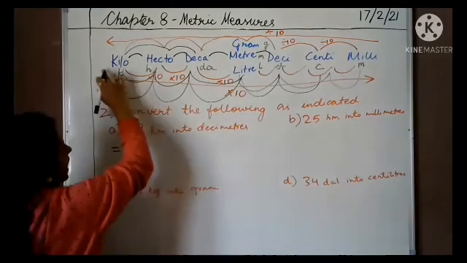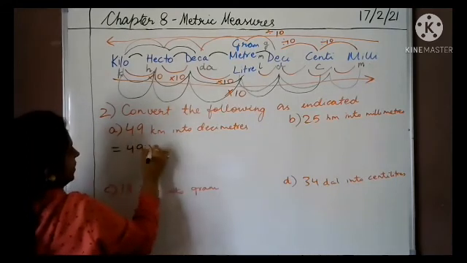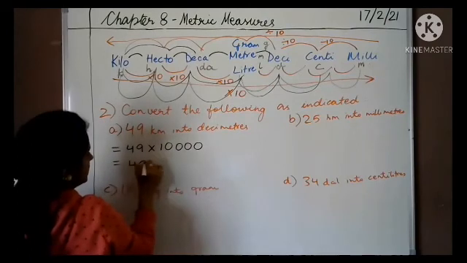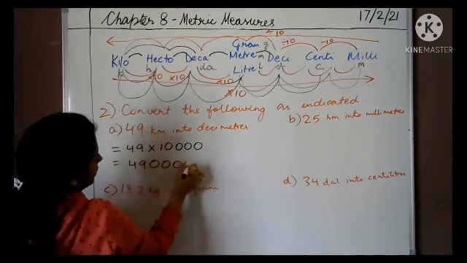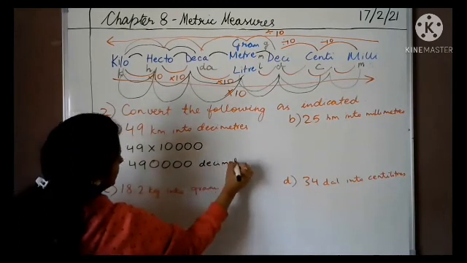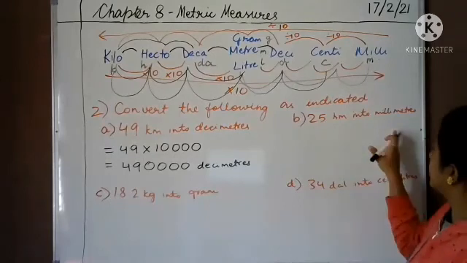And where are we going? From higher unit to lower unit. So we have to multiply. So 49 multiplied by how many zeros? 4 zeros. So the answer is 4,90,000 decimeters.